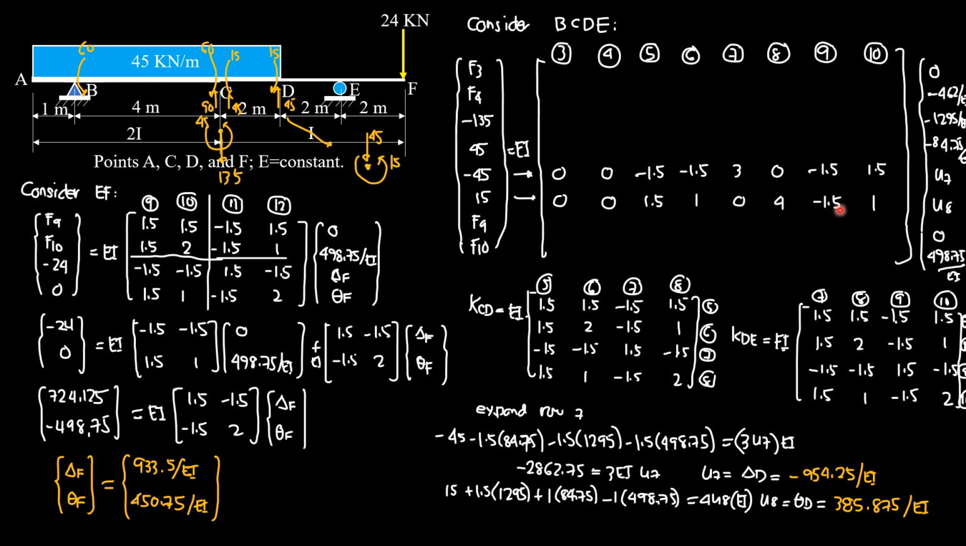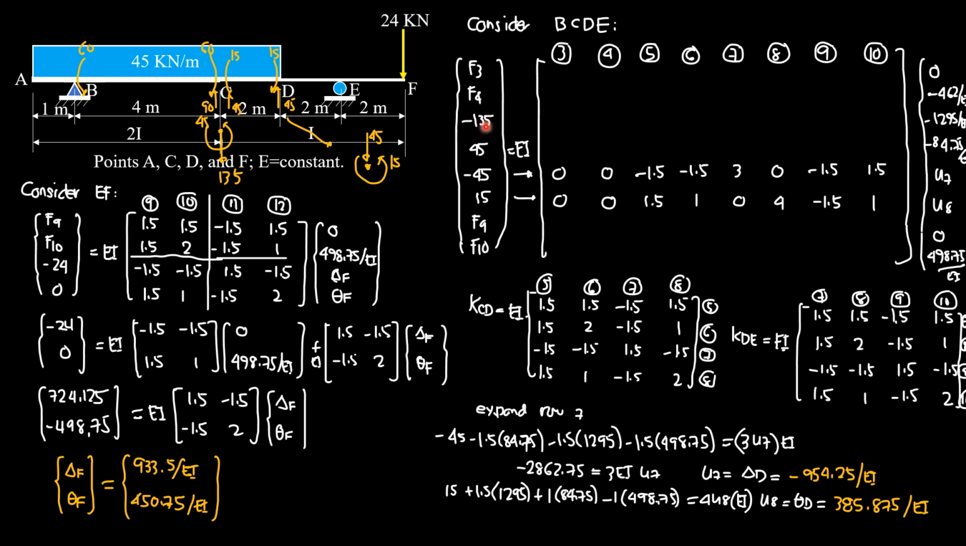8, 9 is negative 1.5, negative 1.5. And 8, 10 is 1, so that's why it's 1 there. So these are the corresponding displacements. Nodal forces, don't mind at 3 and 4.